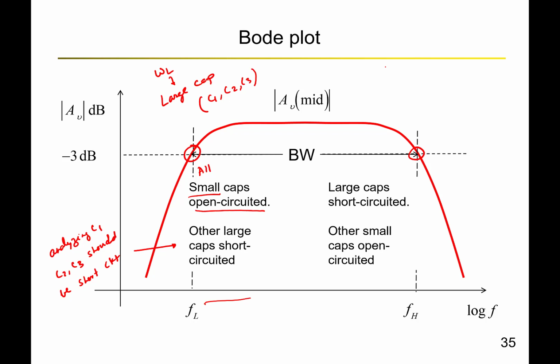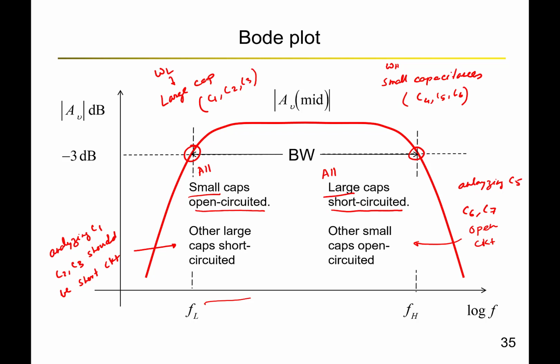Now for the higher corner frequency omega H, we care about the small capacitances, right? Which means all large capacitances are by that time short circuited because the impedance provided by a large capacitance at this high frequency is very small, right? And let's say we have multiple small capacitances C4, C5, C6, and let's say I'm analyzing C5, then C6 and C7, these are small capacitances, should be open circuited. Okay, that is over here. And these are called short circuit, open circuit tests that give us FL and FH from inspection.